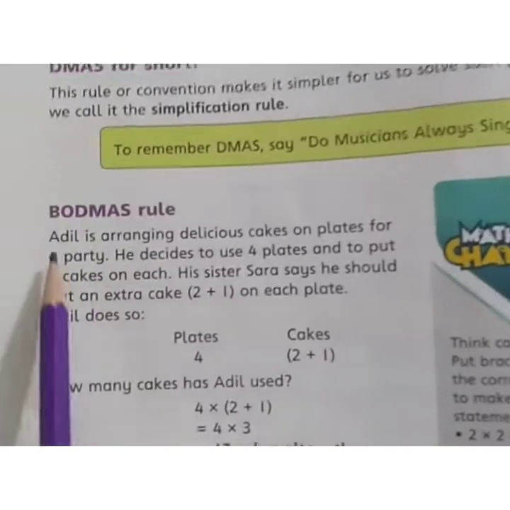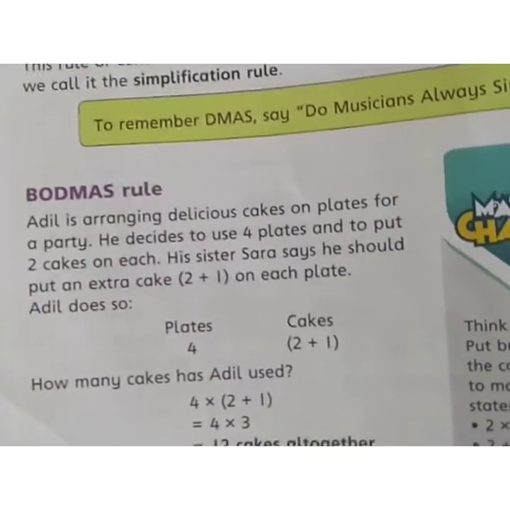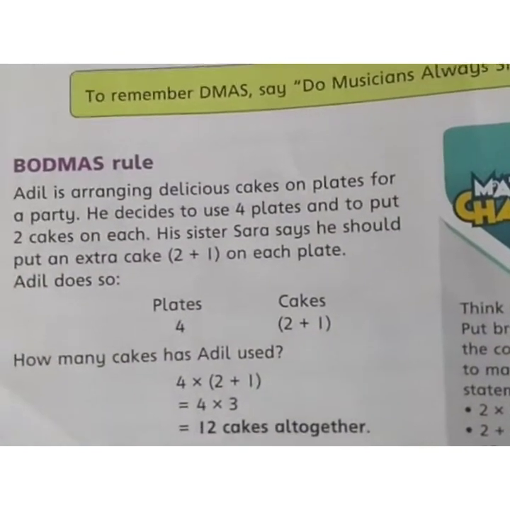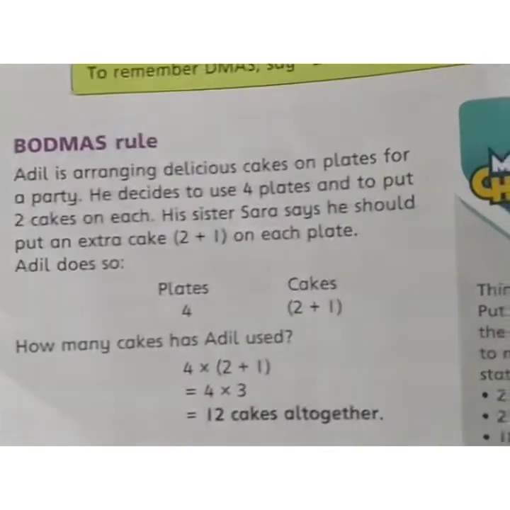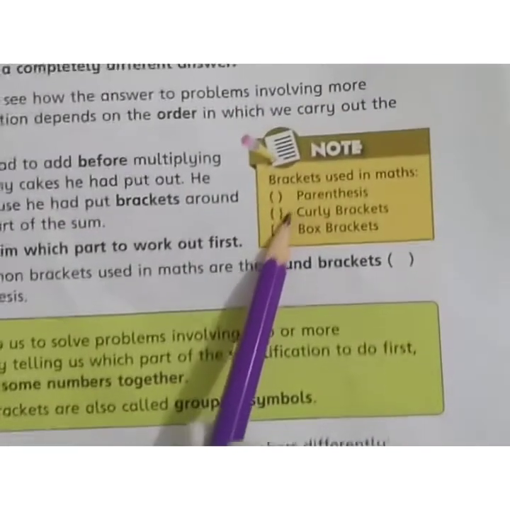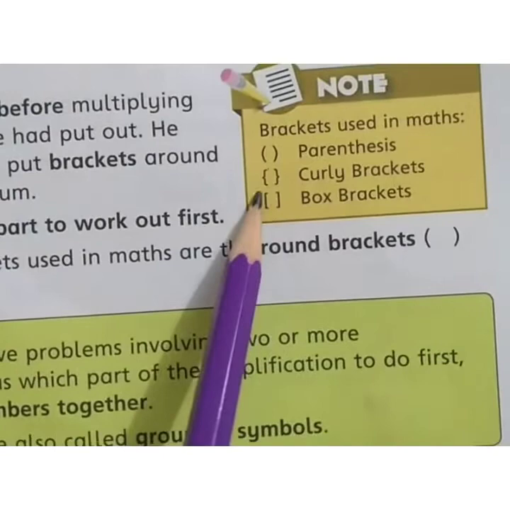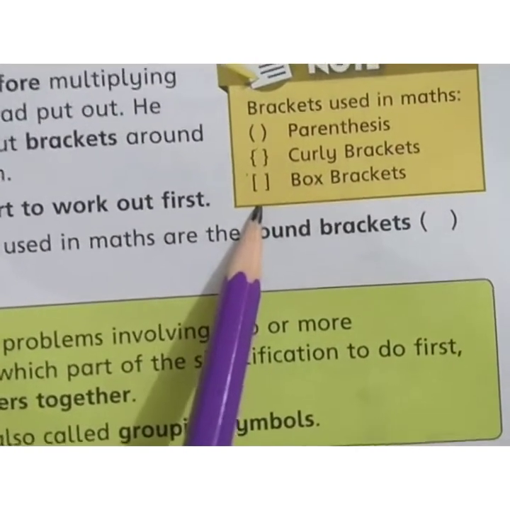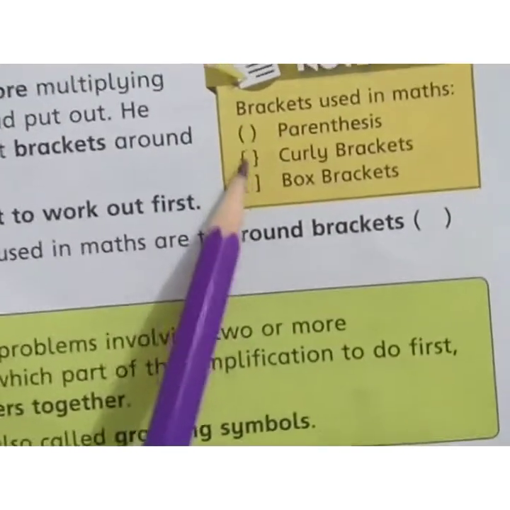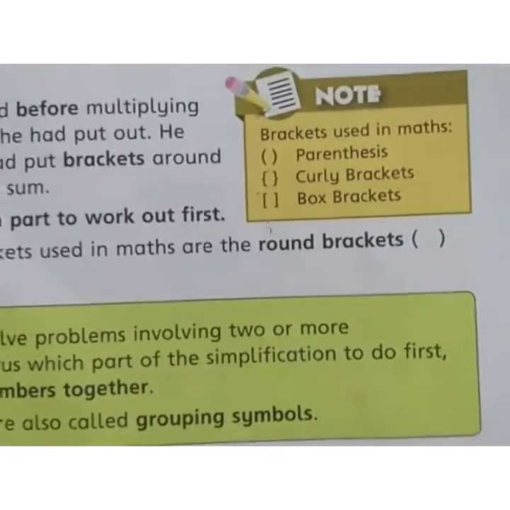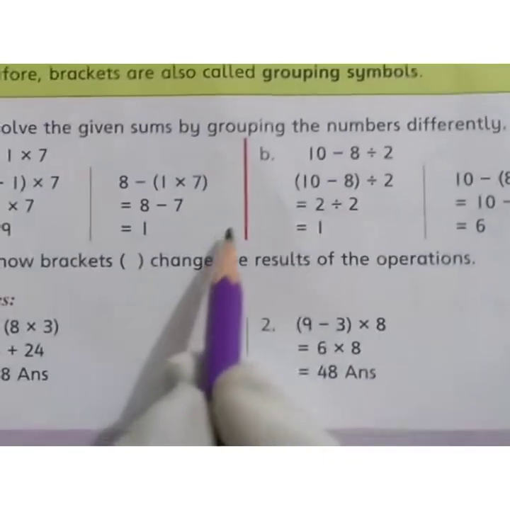BODMAS rule. According to this, we have to open our equations with the help of the brackets like this. First, we use this bracket, parenthesis, then curly bracket, then box bracket. With the help of these brackets, we open our question or solve our sums.